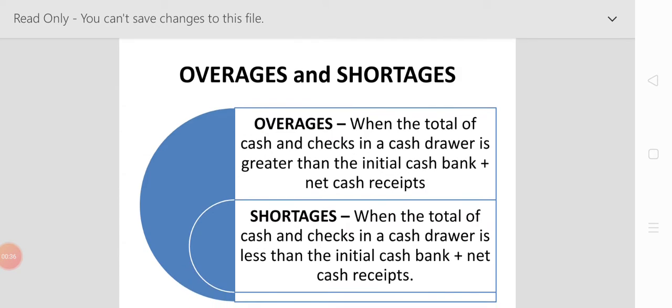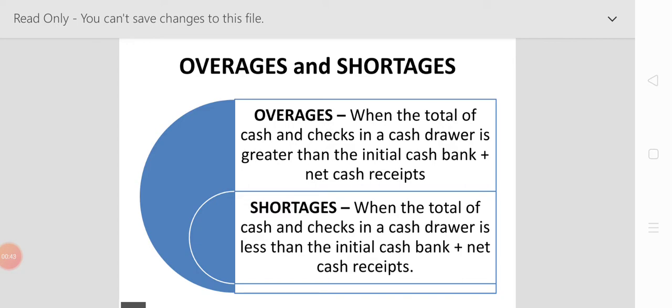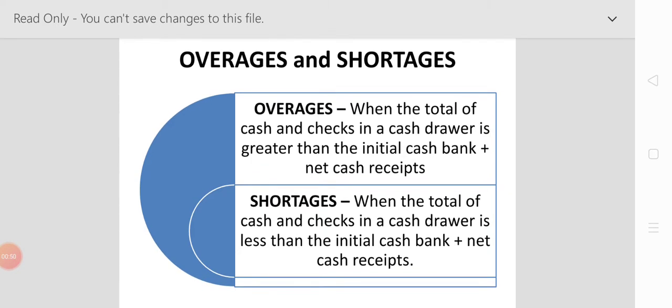Now, what is the definition of overage and shortage? Overage is when the total of the cash and checks in a cash drawer is greater than the initial cash bank plus the net cash received. Suppose at the end of the day, yesterday night, the cash should be 500 rupees, but after counting and calculating all the amounts it is 550 rupees. The 50 rupees is the overage of yesterday. That is called the overage.